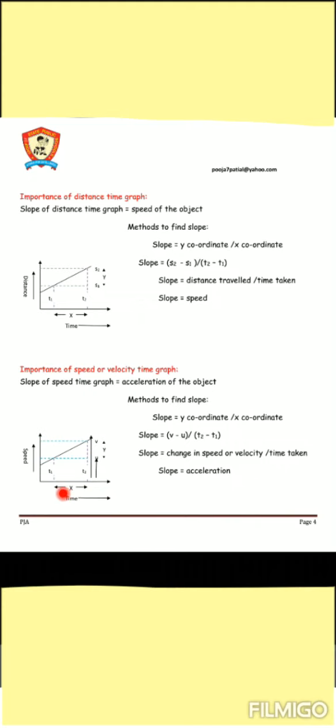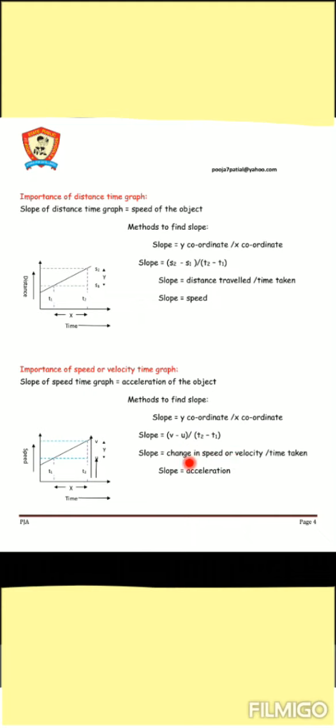So we know what slope is. Slope is the y coordinate over the x coordinate. So the y coordinate is v minus u, over the x coordinate t2 minus t1. Now what is this v minus u? v is the final speed, u is the initial speed or initial velocity. So v minus u is the change in speed, divided by t2 minus t1, which is the time taken. So slope will be equal to change in speed or velocity over time taken.